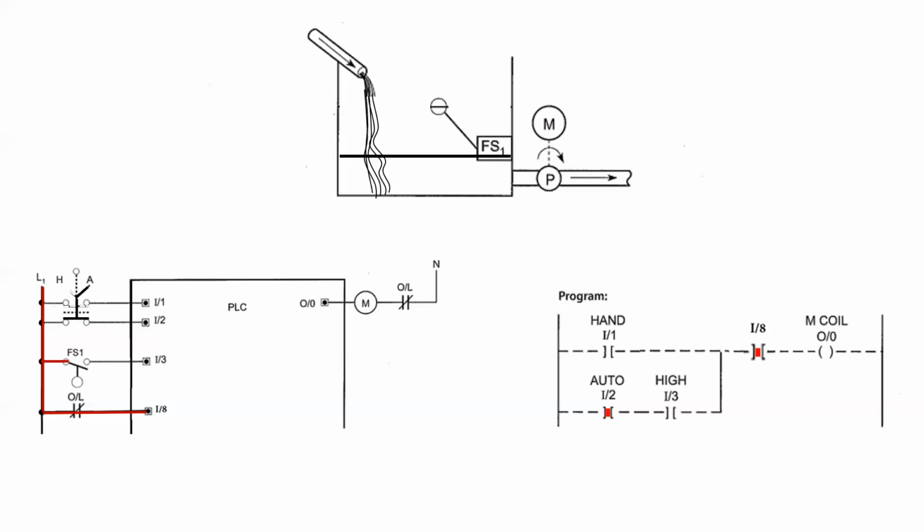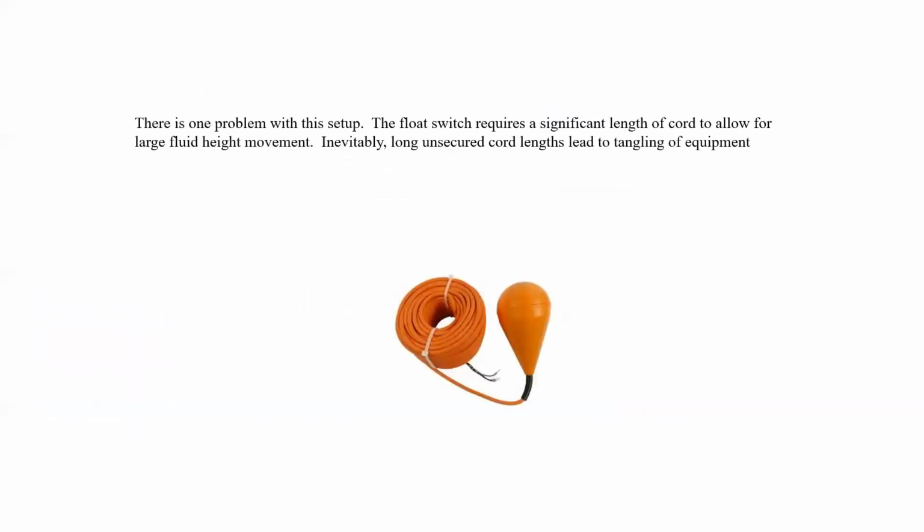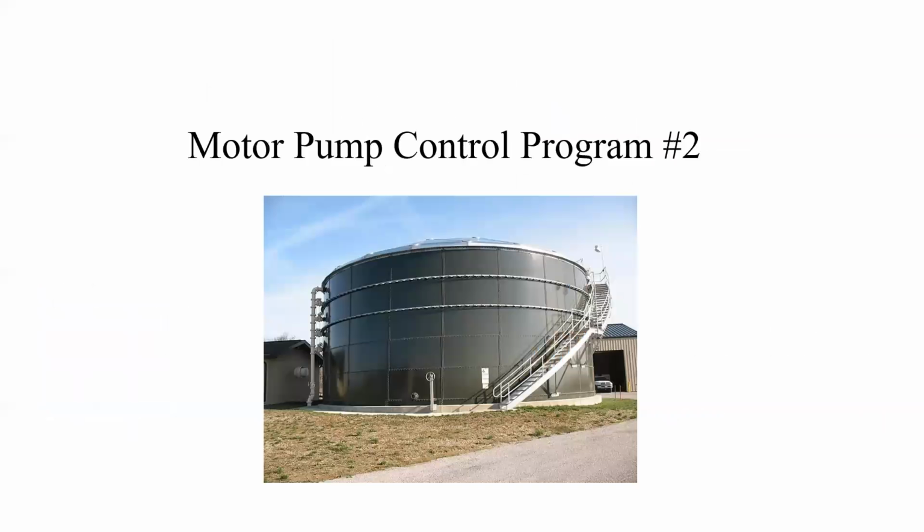Now there is some disadvantage to this type of system, and that is that the float switch requires a significant length of cord if we want to have a significant or large fluid height movement. Inevitably, long unsecured cord lengths tend to lead to tangling of equipment.